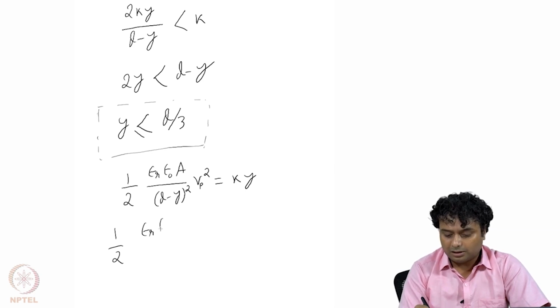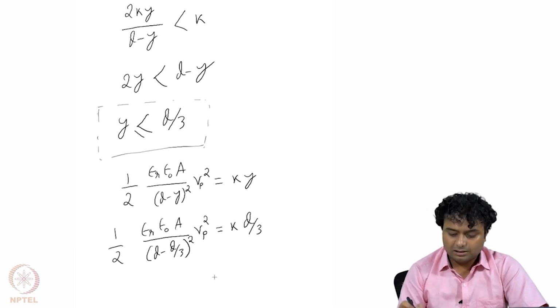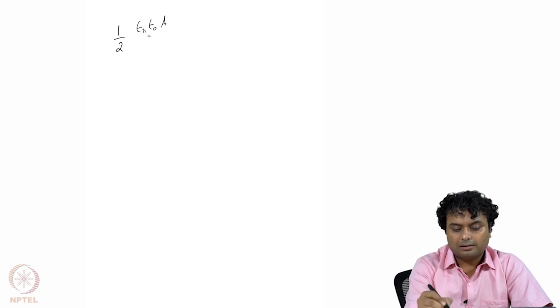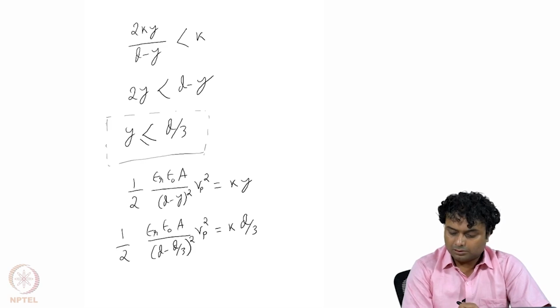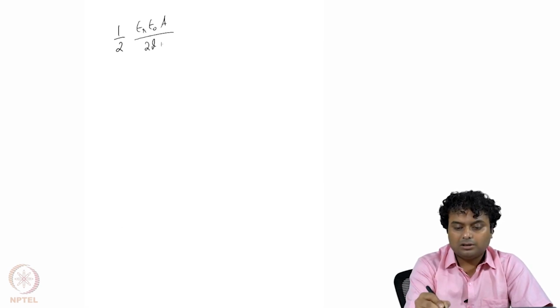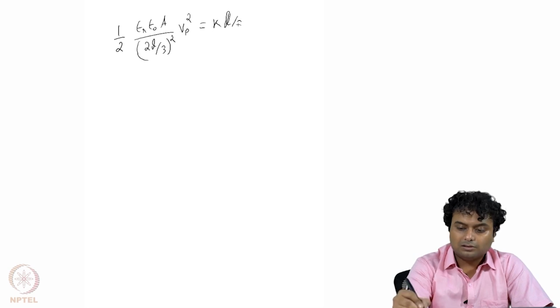So then we get epsilon r epsilon naught A divided by (d minus d by 3) whole square, Vp square is equal to K into again d by 3, right, and we will get half into epsilon r epsilon naught A divided by (2d by 3) whole square into Vp square is equal to Kd by 3.